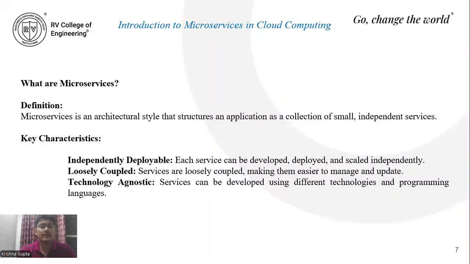What does loosely mean here? It means that the different services can be managed separately, and we can develop them, we can integrate the different components into them separately, and they can be deployed individually also. Technologically agnostic. So the different microservices in an application are technologically agnostic, which means that the developers or the team members can use different technologies and programming languages to develop that particular microservice in that application. So this was the basic introduction about microservices and cloud computing.